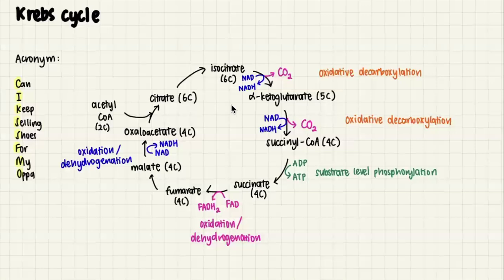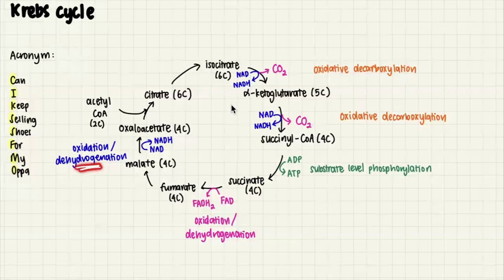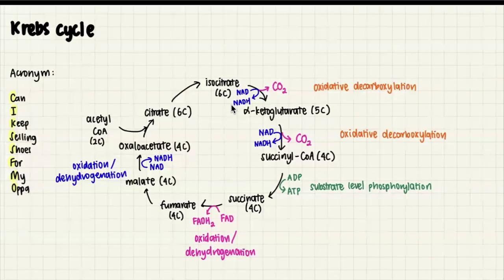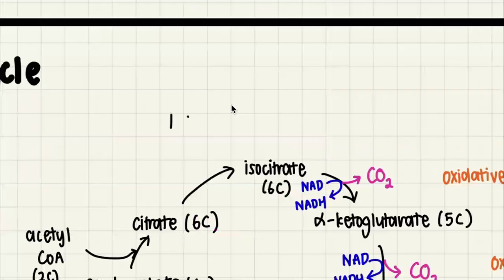You must remember the different substrates that are involved, and you already have your acronym to help you remember. Then you need to remember: when does the oxidative decarboxylation occur? When does substrate level phosphorylation occur, between which molecules? Where does the dehydrogenation occur, in which FADH2 and FAD are involved? And when does the other dehydrogenation reaction occur, where NAD is reduced to NADH? Take note that this is for one turn of the Krebs cycle.